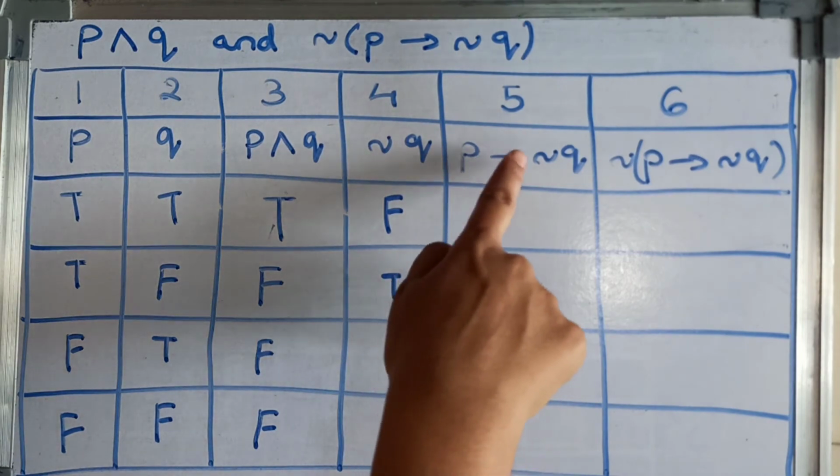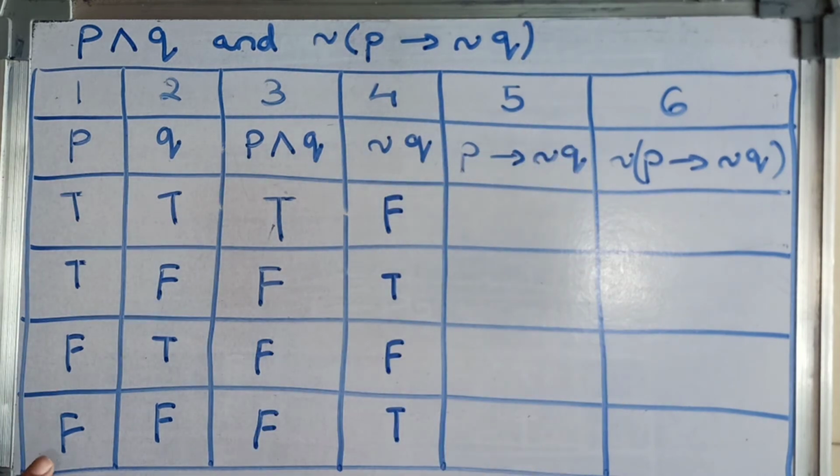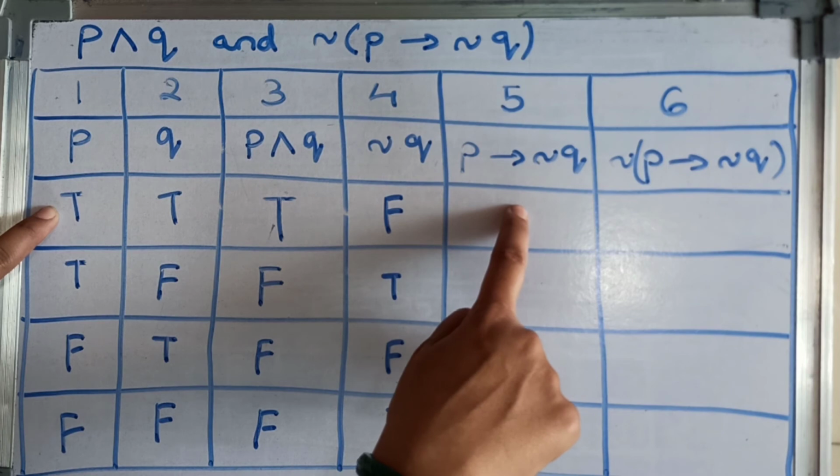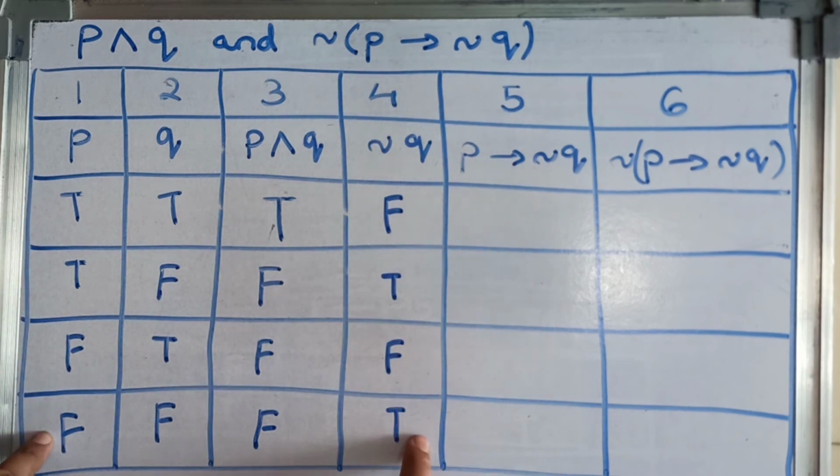Next we want P implies negation Q. So this is your first column and this will be your second column. Now, implication will be false only if the first statement is true and the second statement is false. So in the first row, T and F, it will be false, and for all other values it will be true.